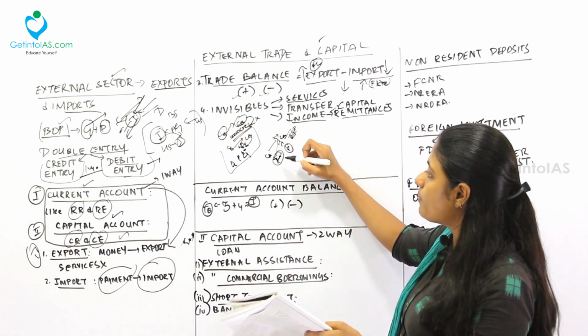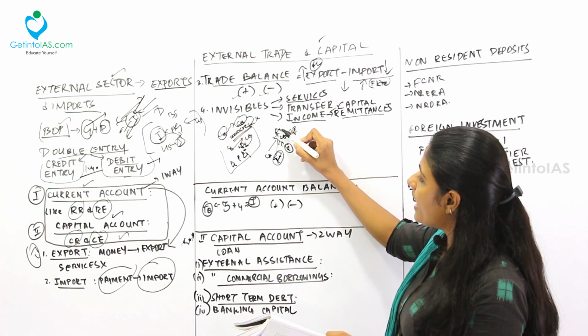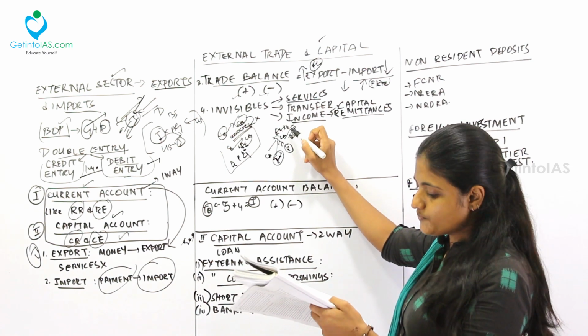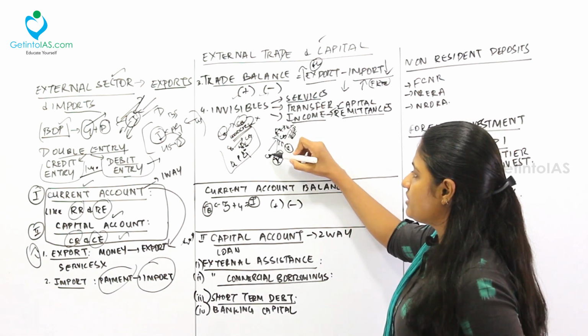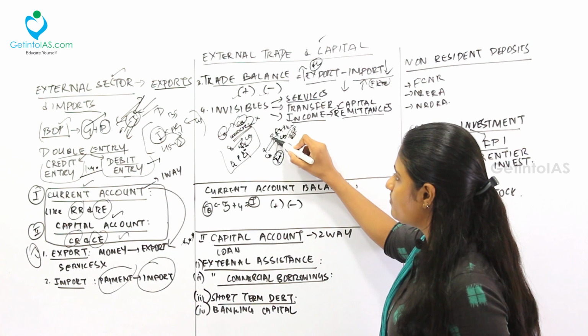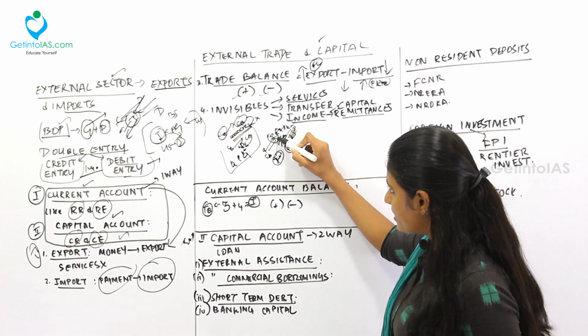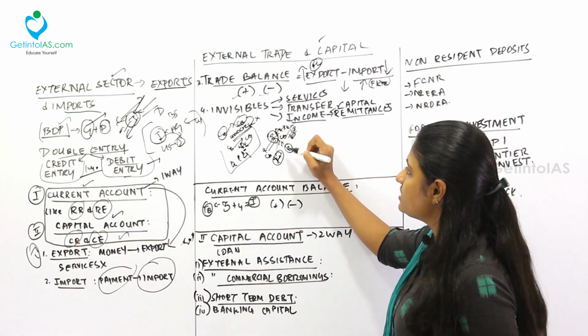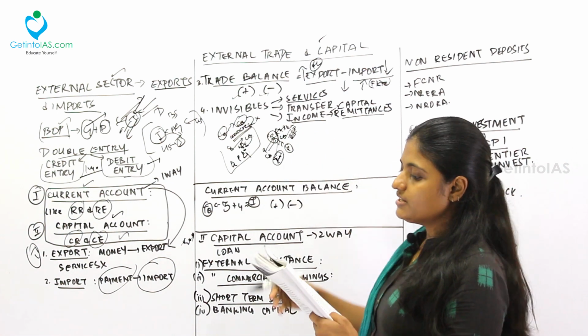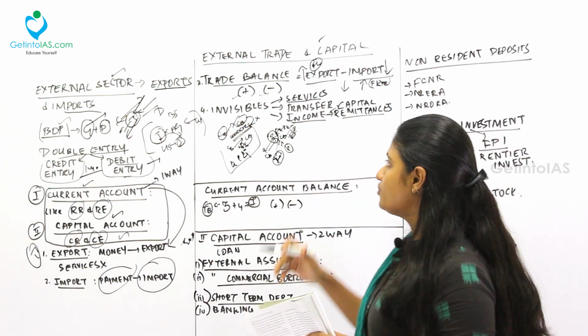Next, from house property. In case I have a house here, I generate rent from this house. And income generated through employment. If a country A citizen is working in country B, he will generate revenue in country B. So all this comes under what? Income.